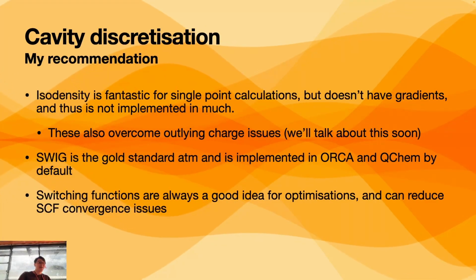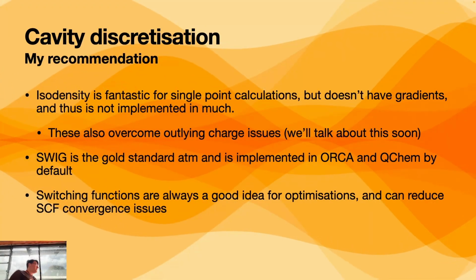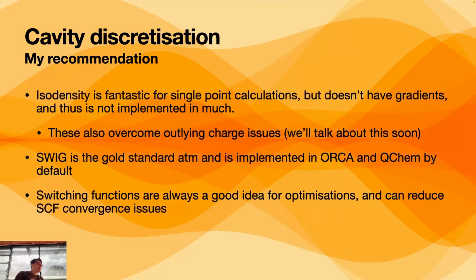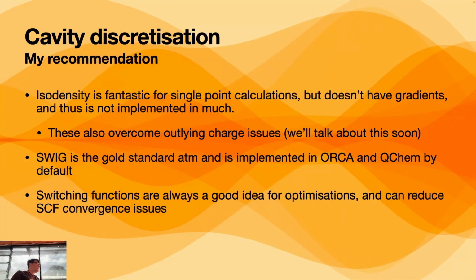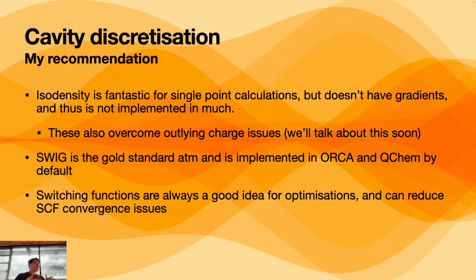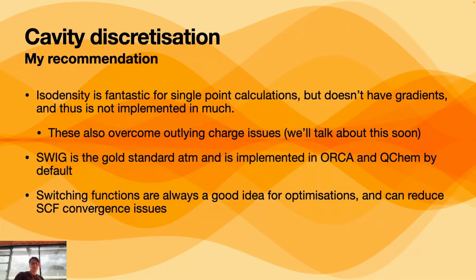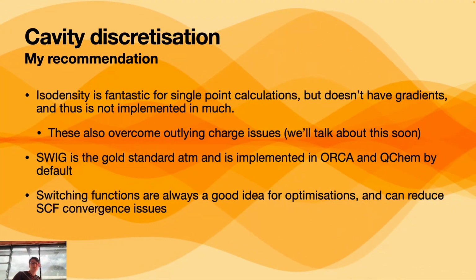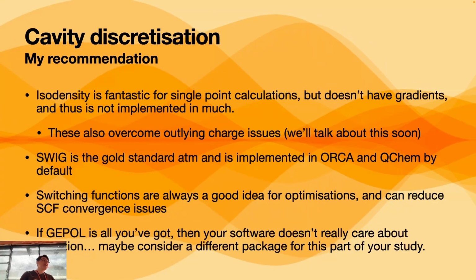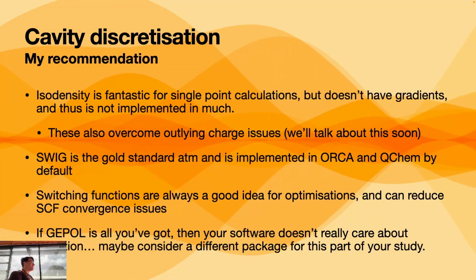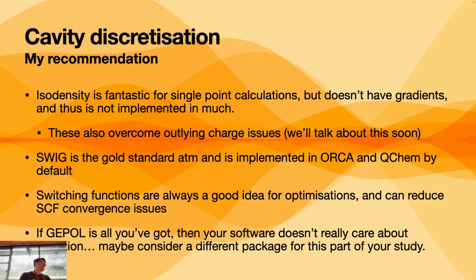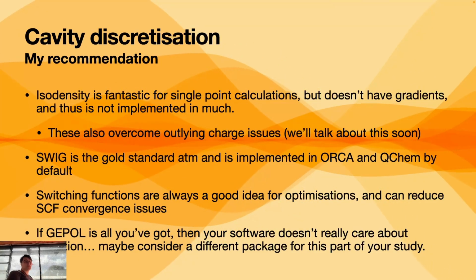Switching functions are always a good idea for optimization and can reduce SCF convergence issues. In optimizations in particular, you can get massive spikes in your potential energy surface that can completely throw off your geometry if you're not using some kind of switching function. And if GPOL is all you've got, then your software probably doesn't really care about solvation, so maybe try something else. Sorry, Psi4.